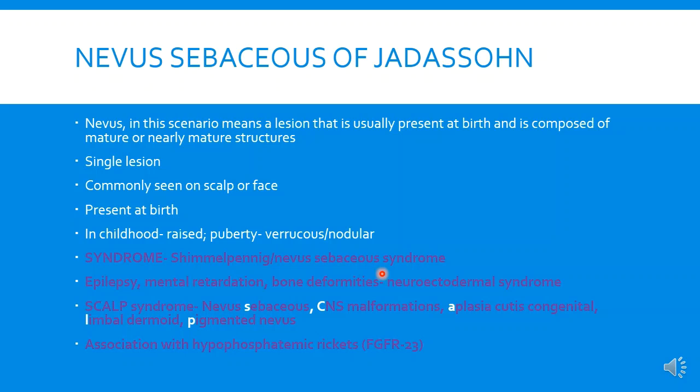And a lot of bony abnormalities, mental retardation, and neuroectodermal syndromes are associated with this. And scalp syndrome, which is nothing but nevus sebaceous, CNS malformation, aplasia cutis congenita, limbal dermoid, and pigmented nevus. Nevus sebaceous are also seen in association with hypophosphatemic rickets, where there is an upregulation of fibroblast growth factor 23.